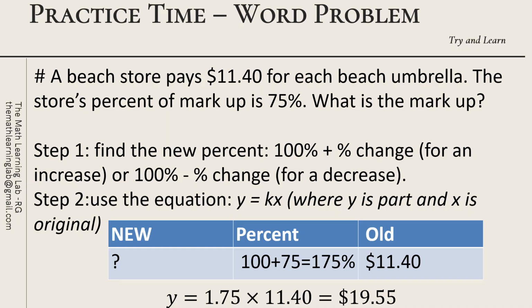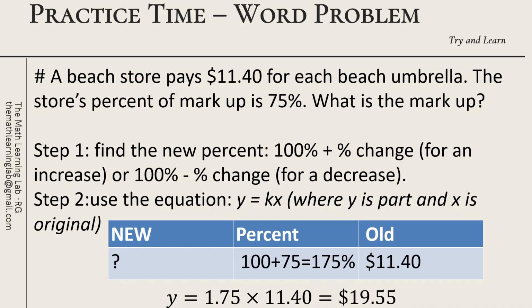In this slide, I'm using the same problem using the equation format. In the equation format, I just write down the steps as well. So a beach store pays $11.40 for each beach umbrella. The store percent of markup is 75%. What is the markup? So step one, when the prices increase, you need to add 100% plus whatever the change. If it's a decrease, 100% minus whatever the change.